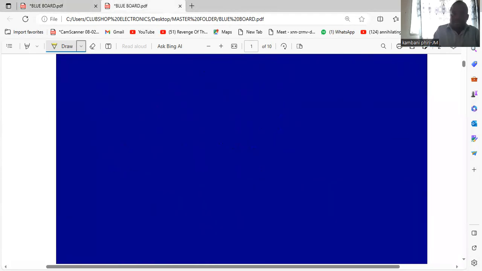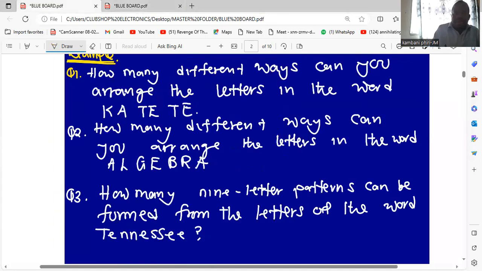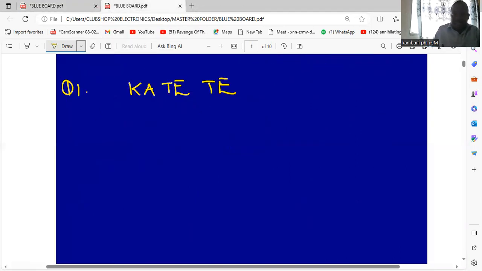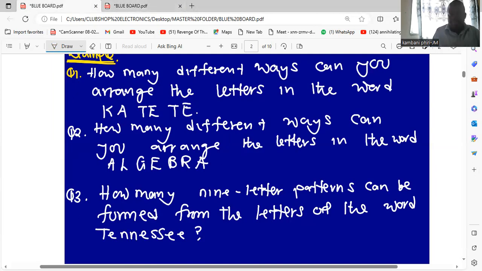Okay. This is question 1. We've got this word, "cathete." In how many different ways can you arrange the letters in that word? So now we need to find the total number of letters, which is n. And because we are talking about arranging, here we are dealing with permutation.